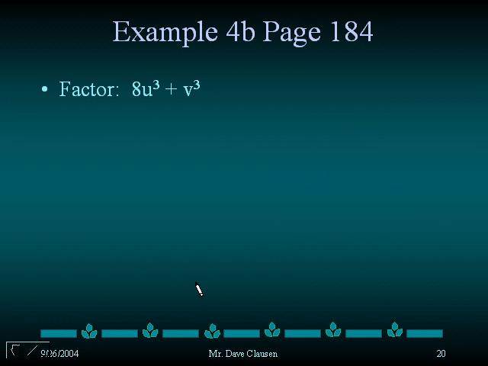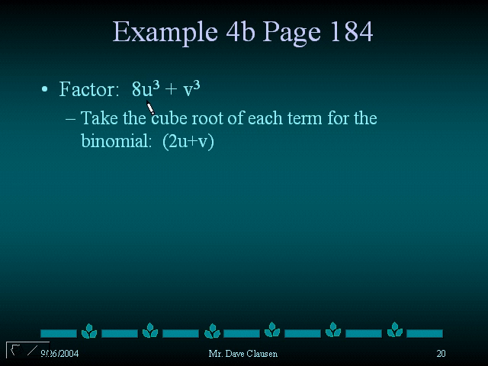Let's look at another example. Looks to me like it might be in the form, so let's take the cube root of the first term. What times itself 3 times is 8? Well, that's 2. 2 times 2 is 4, 4 times 2 is 8. What times itself 3 times is u to the third? Well, that's u. The cube root of v to the third is v, and we take the same sign, and that gives us the binomial.